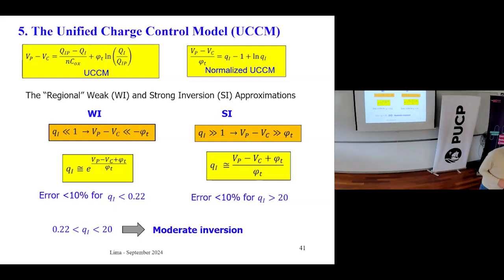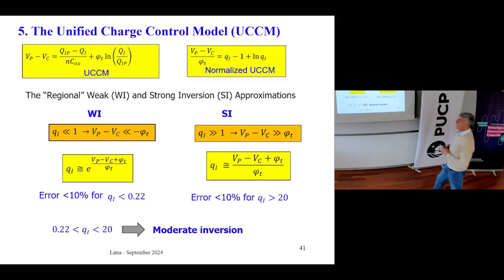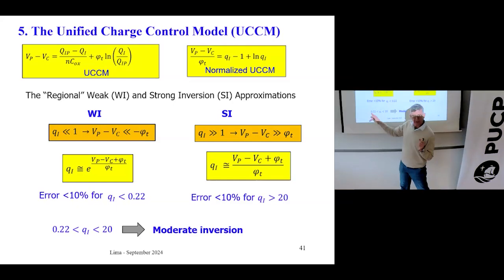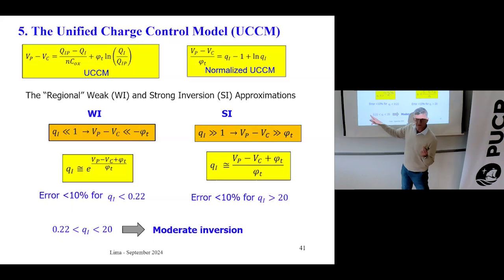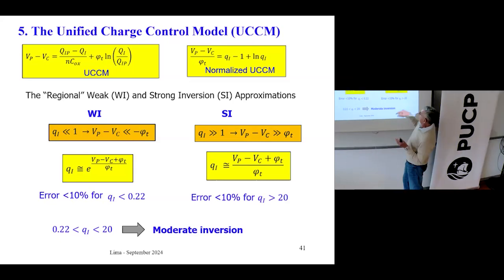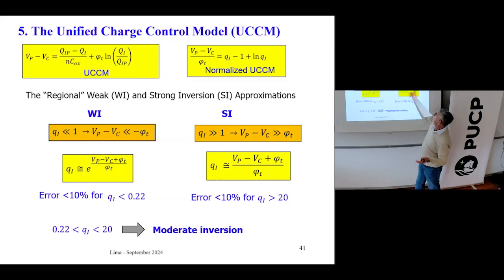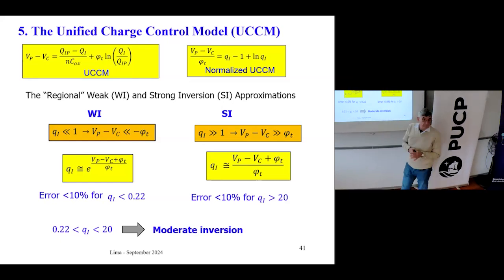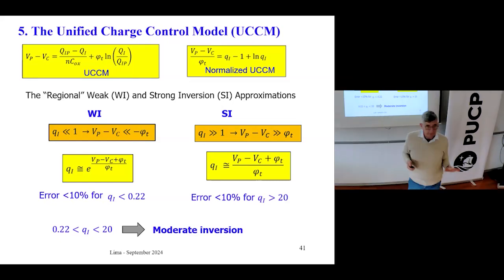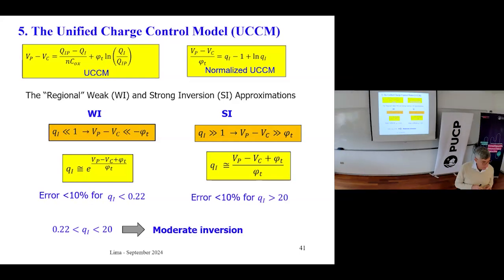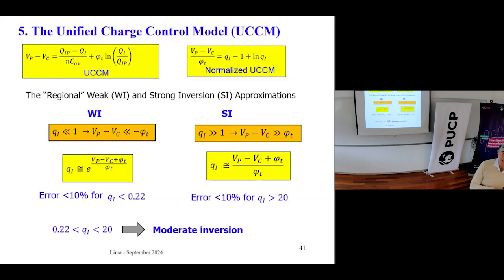But this is very interesting, because sometimes we are very deep in weak inversion, say 0.1 or 0.05. Then I like to use this formula. And sometimes QI is 50, for example. Well, I use this formula, and it's not so bad. So now we have a means of finding the inversion charge in terms of voltages.